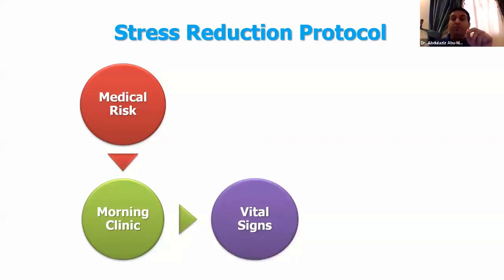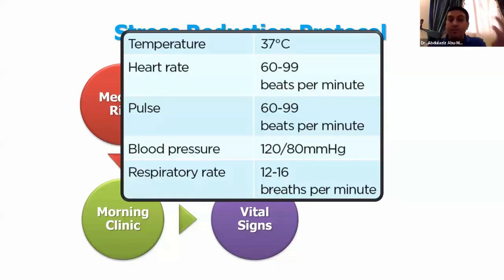Vital signs. This should be considered for every patient, healthy or diseased. This should be regular for every patient. Sometimes we don't know that a patient has a problem, even the patient himself, and you might discover things. What are the vital signs that we are looking for? The temperature, the heart rate, the blood pressure, and the respiratory rate.